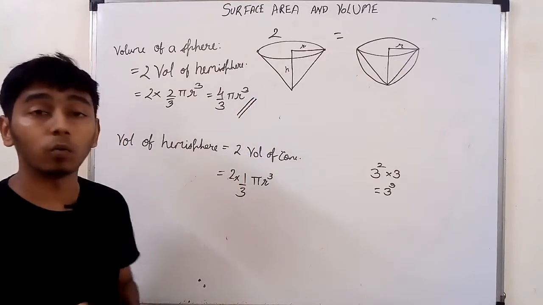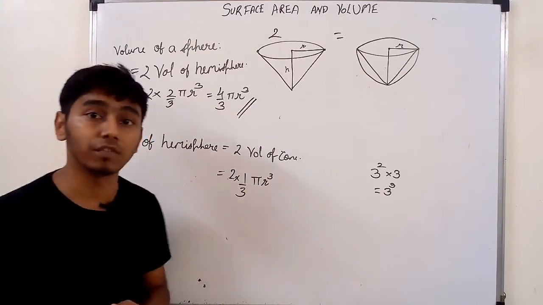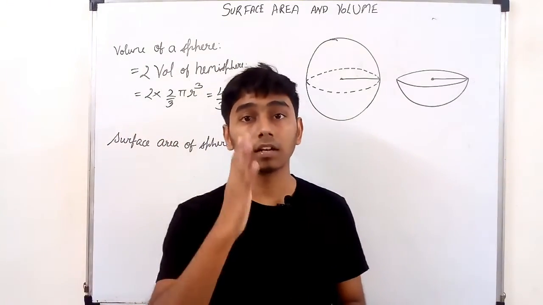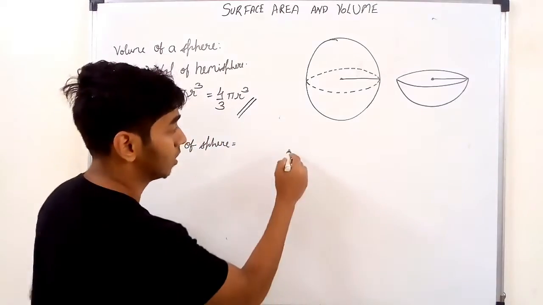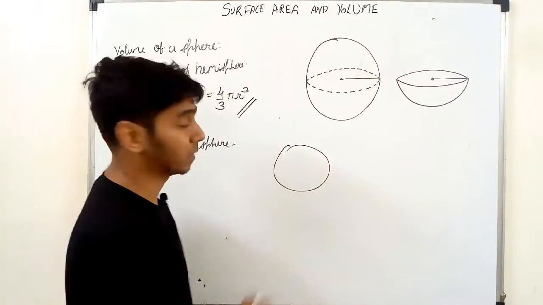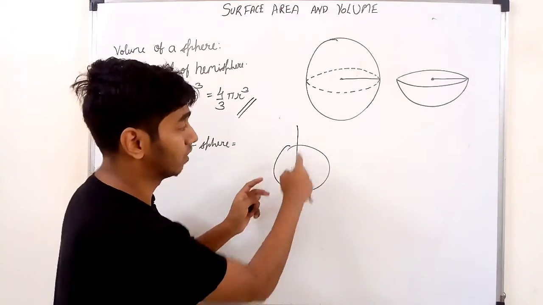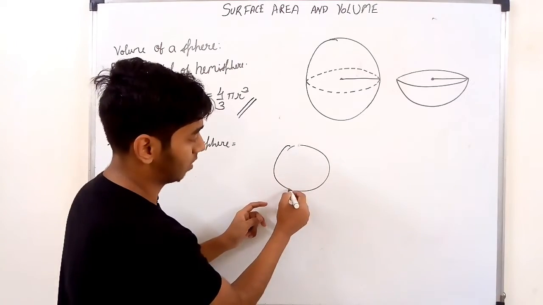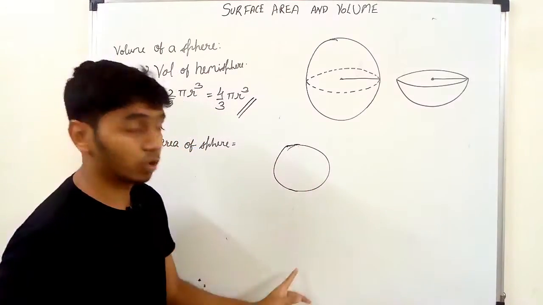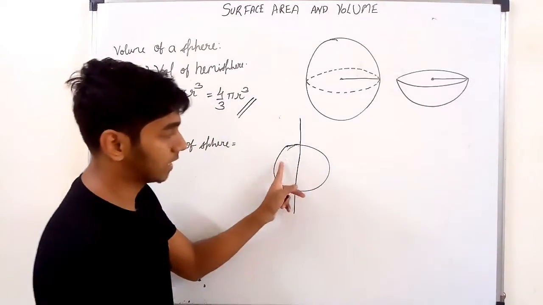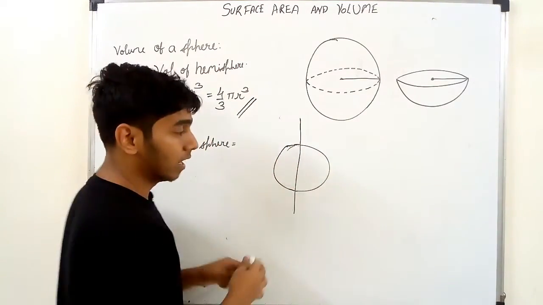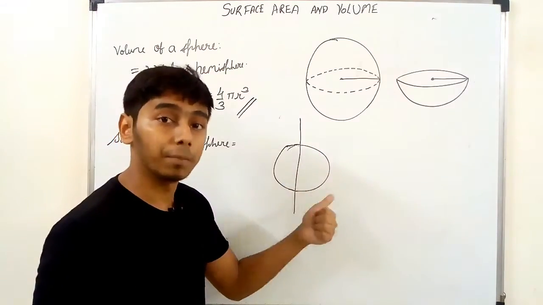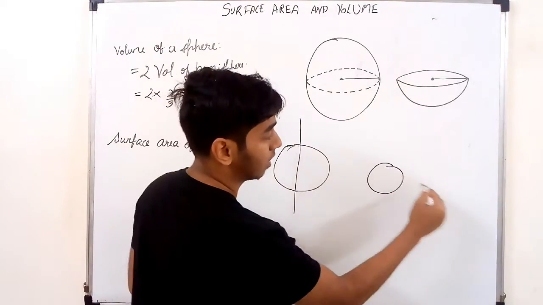Now we'll find the surface area of sphere. To find the surface area of sphere, consider a lemon and cut it into half. The cutting that you're doing should be equal; this side should be equal to this side. Then take this half of the lemon, which is called a hemisphere.